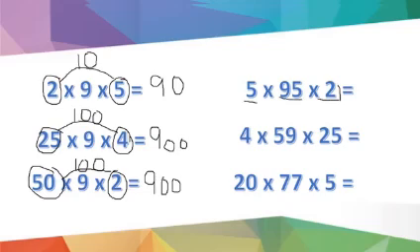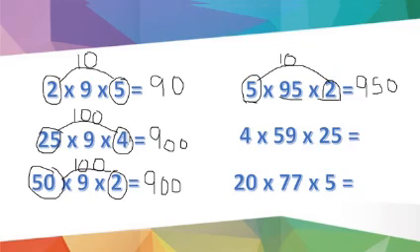5 by 95 by 2. First step, multiply 2 by 5, since 2 by 5 equals 10. Then multiply 10 by 95: 95 by 1, 95, and add 0 at the end of the number.